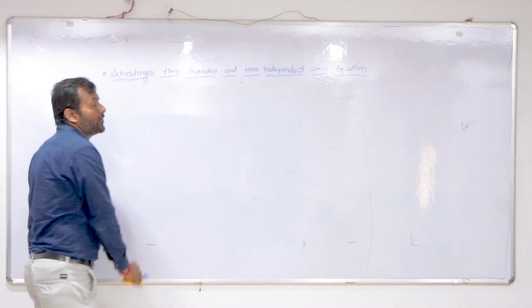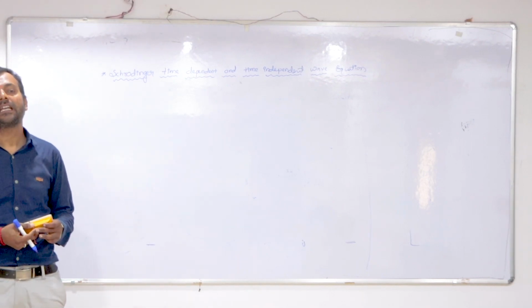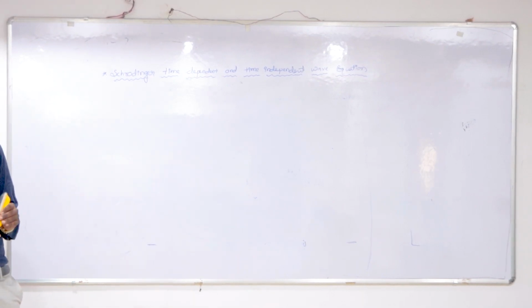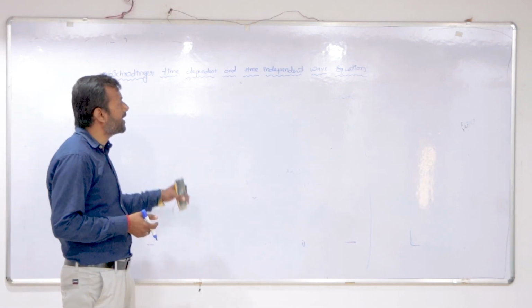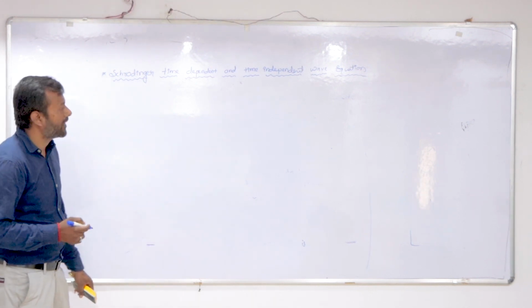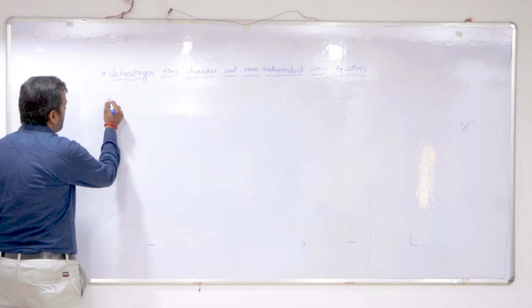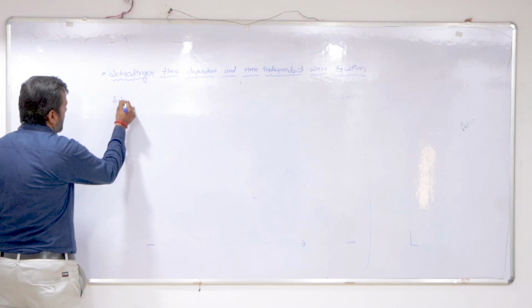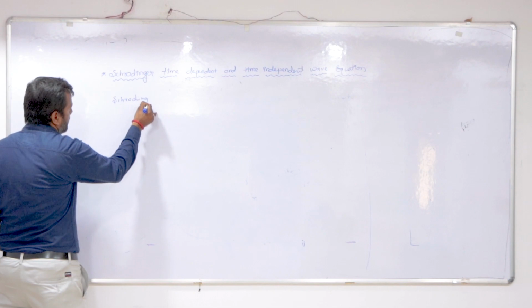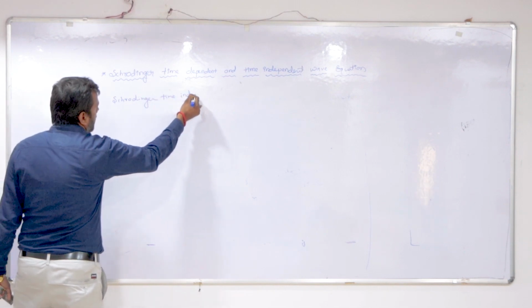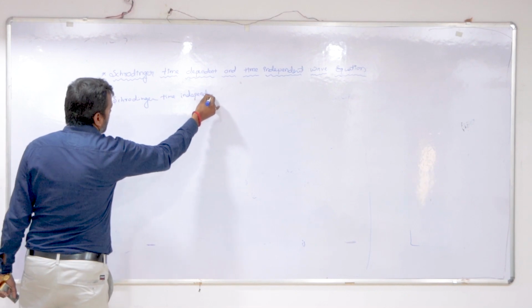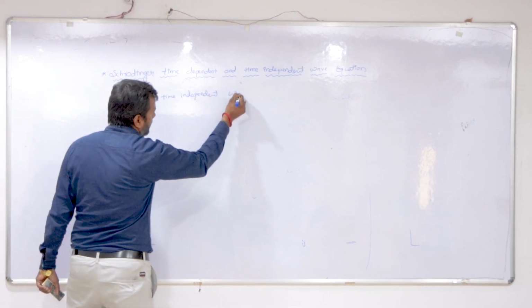So now we will move to the Schrodinger time independent and time dependent wave equation. First, we will solve for the time independent wave equation. We will solve the Schrodinger time independent wave equation.